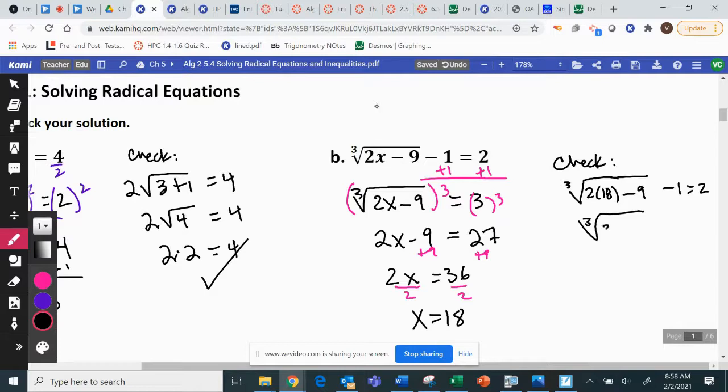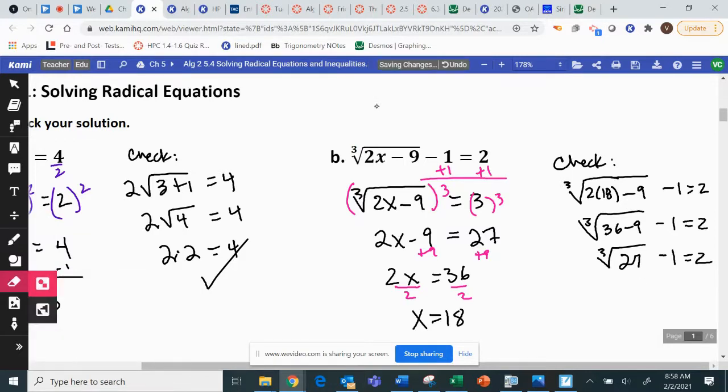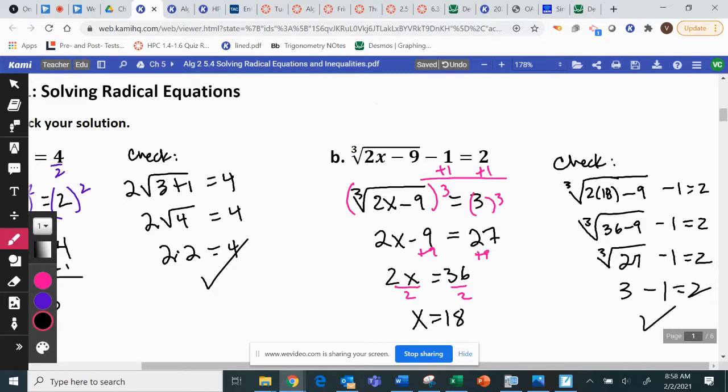Cube root, I've got 36 minus 9, then minus 1 equals 2. I've got the cube root of 27 minus 1 equals 2. No, I've got to take the cube root. I've got 3 minus 1 equals 2. Looks like it checks.